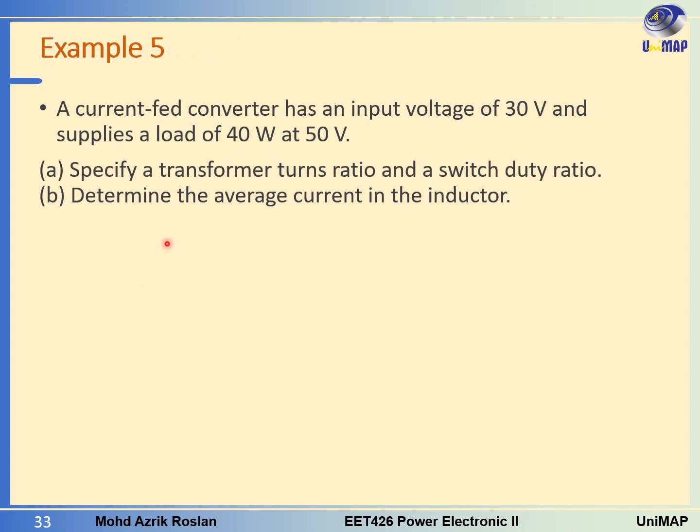And this is the final example, example number 5. A current fed converter has an input voltage of 30 volt and supplies a load of 40 watt at 50 volt. So instead of giving the value of resistance, here it gives the value of watt, and it gives the value of output voltage. In this case, we have to specify the transformer turn ratio and the switch duty ratio, and we have to determine the average current in the inductor.